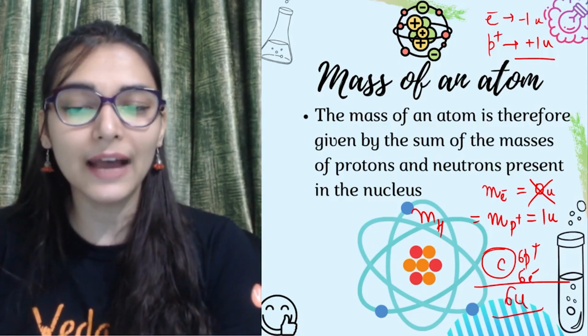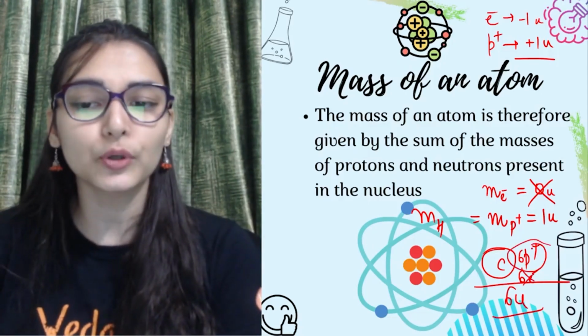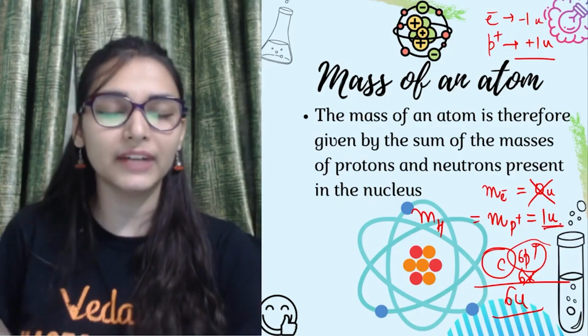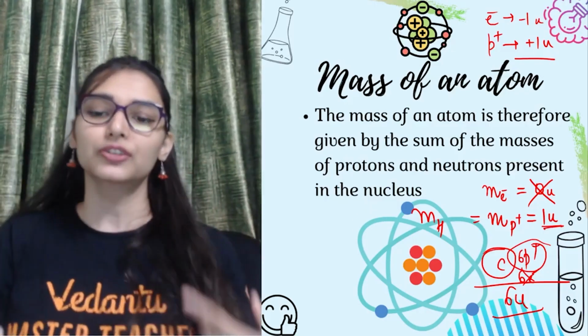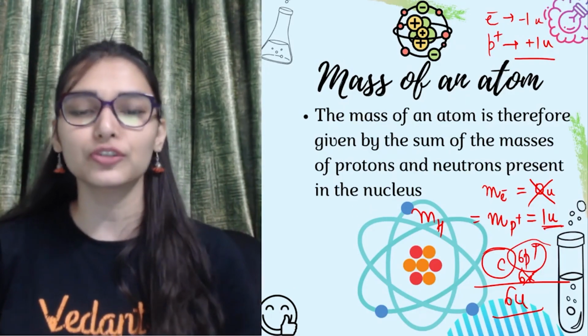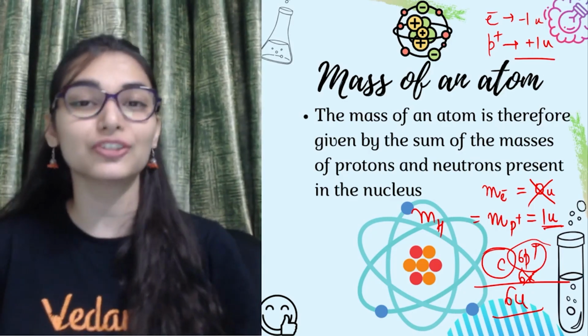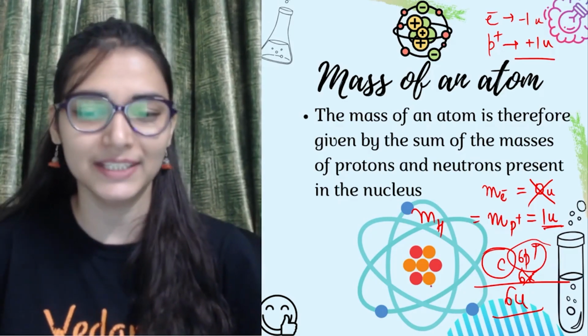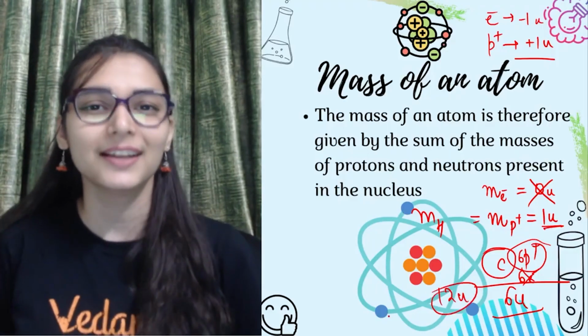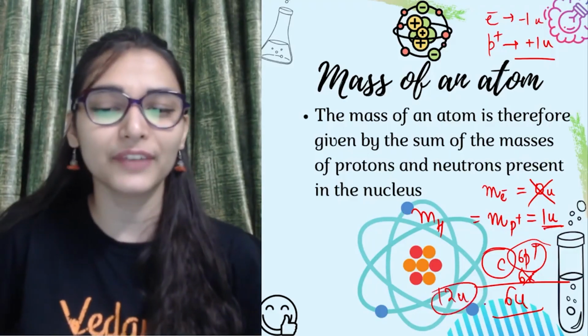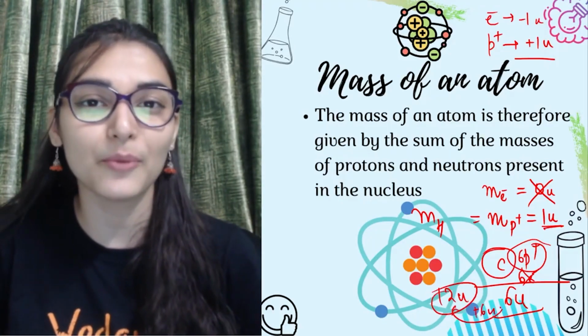Because electrons have no contribution in mass and 6 protons, one proton has a mass of 1, so 6 protons will be 6 units. So it means that carbon should have a mass of 6 units, but actually a carbon atom has a mass of 12 units. So people were confused: where is this extra 6 unit mass coming from?